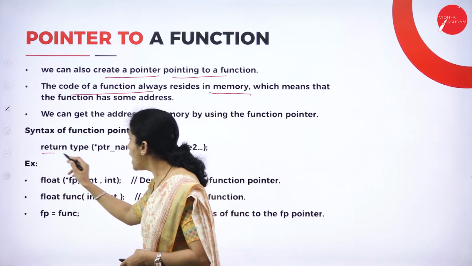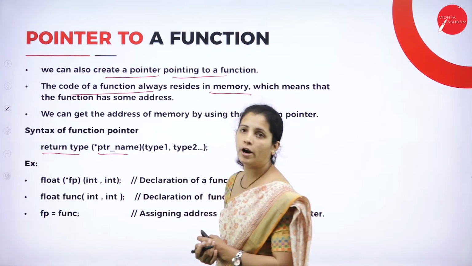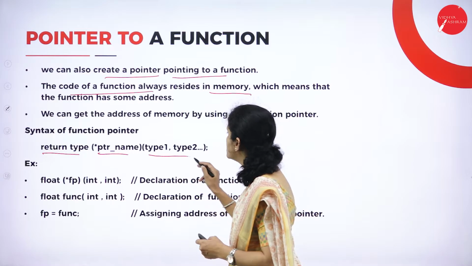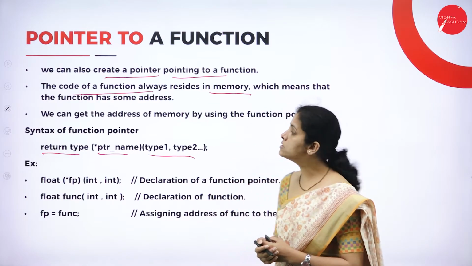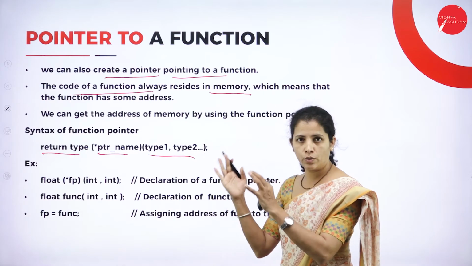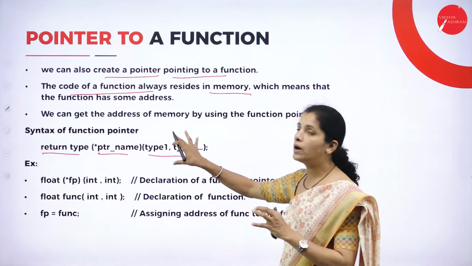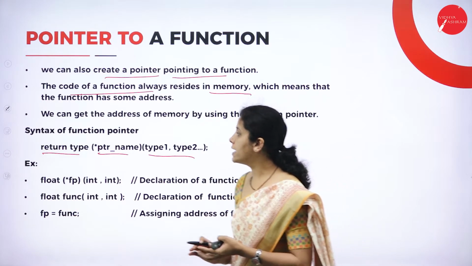So here I have the return type. Along with that, I want to specify the pointer name and the data type. So this is the syntax of a function pointer. First, I'm going to have the return type, then the pointer name, and then the type. Now, this is the example.